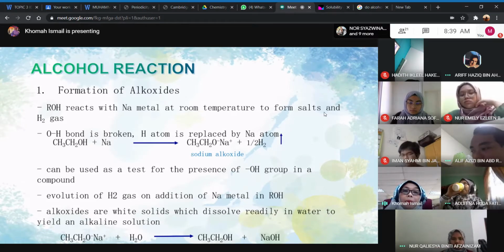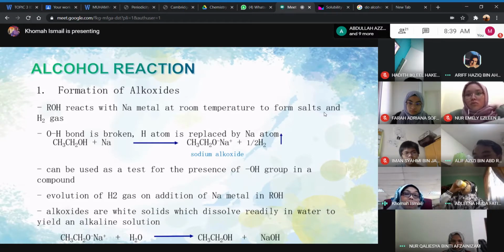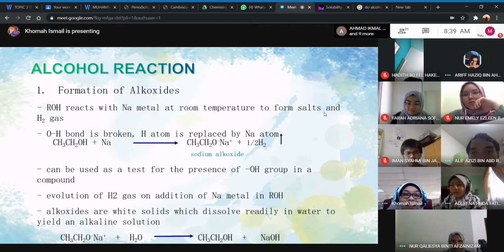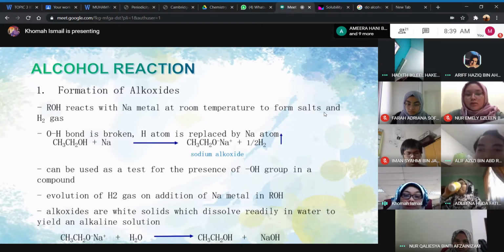Or you want to differentiate between alcohol and carboxylic acid. Carboxylic acid will react with sodium. Okay, no, cannot. Sorry. Okay, done for this one? Yes. Okay.